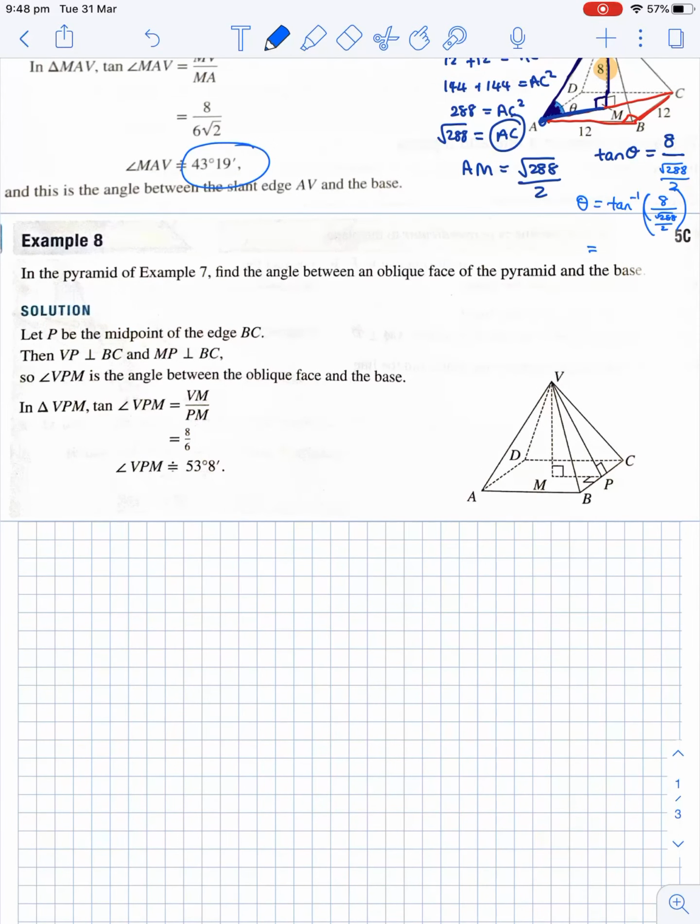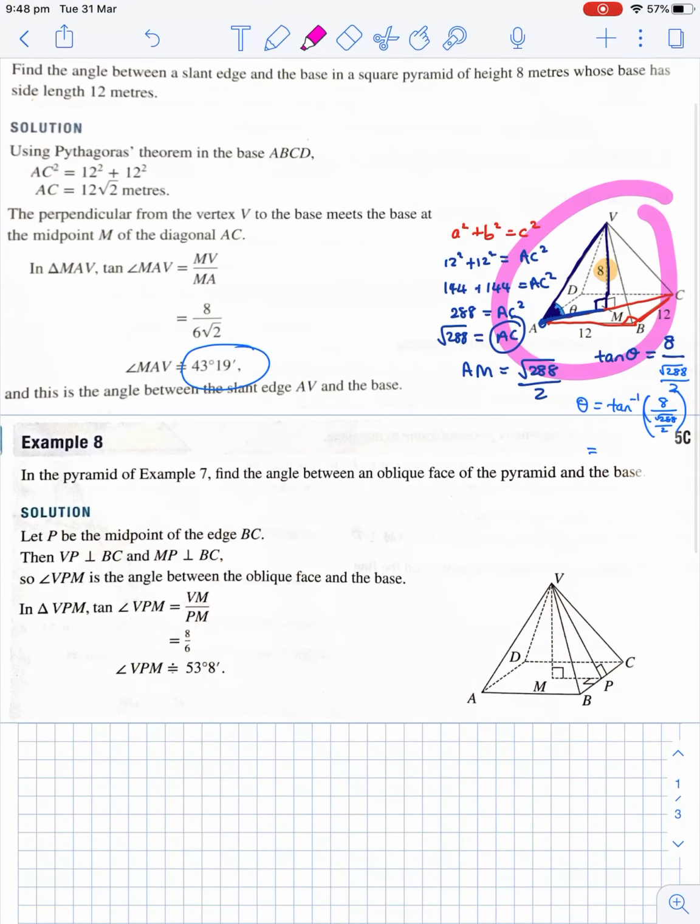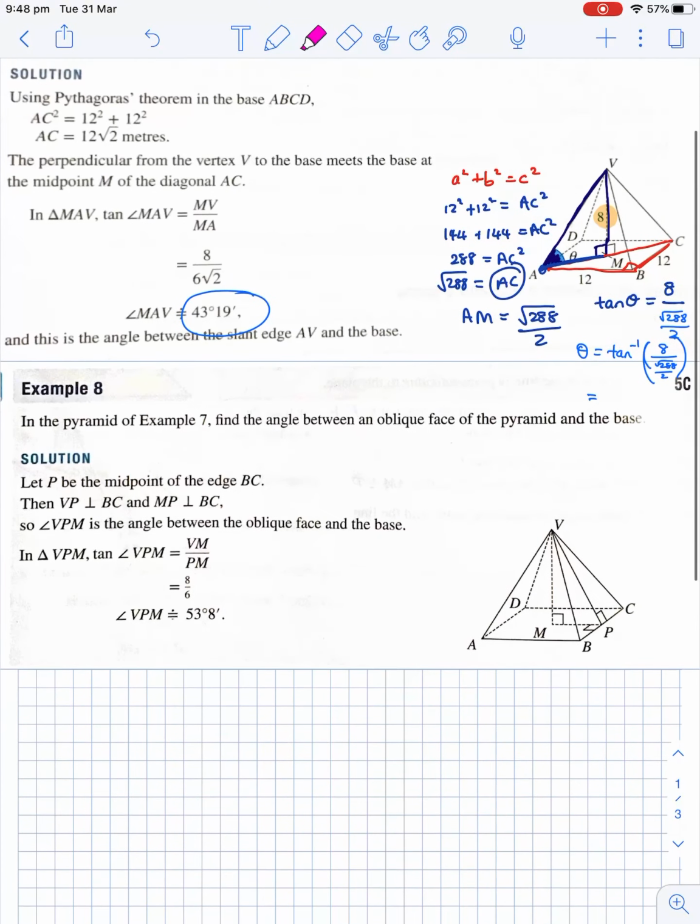So in the pyramid of example 7, so this pyramid again, find the angle between an oblique face of the pyramid and the base. So an oblique face is one of these faces that's kind of still on a slant. So if I try to colour in this face here, that's what you would call an oblique face. Now we want to know the angle between this face here and the base.